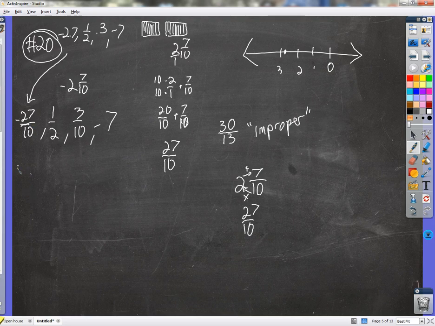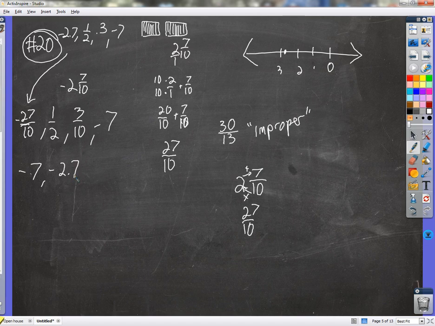So as we try to choose our least number, the number that is the smallest, it's going to be between the negative numbers, negative 2.7 and negative 7. These are positive, so they're definitely going to come a little later. Between negative 2.7 and negative 7, which is the smallest? Negative 7. And when we say smallest, we mean furthest to the left. Furthest to the left would be negative 7. Okay. Next.